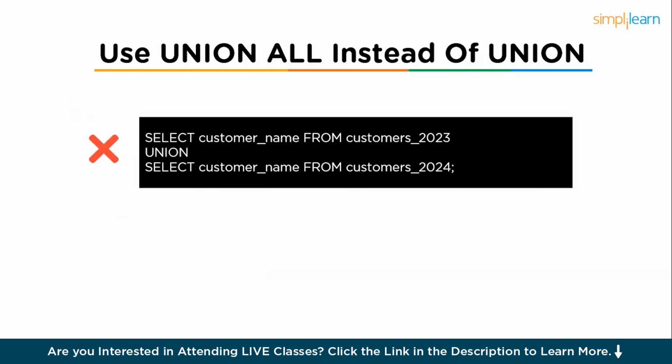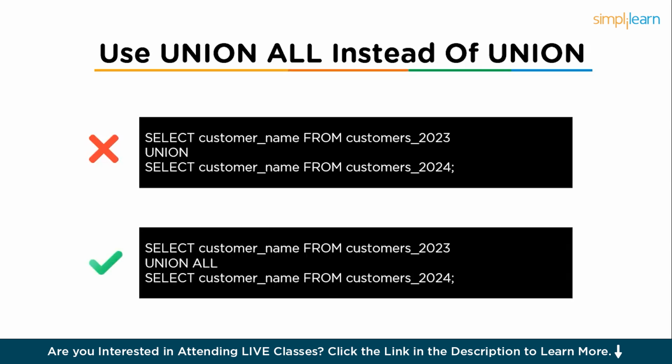So here we have union. It's slower because it removes duplicates. So try to avoid using a union. We have a query like select customer name from customers, and we are using union. Second of all, while we are using union all, we have a query like select customer name, union all.